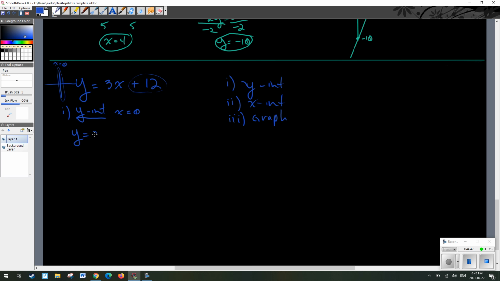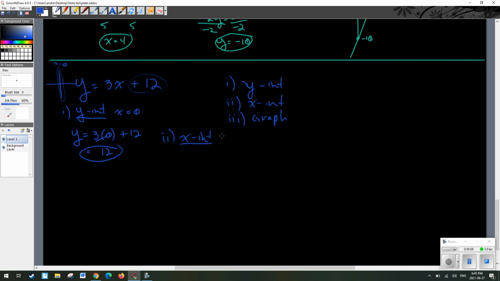So y equals 3 times 0 plus 12. 3 times 0 is 0, that goes away. So I'm just left with 12. So there it is, y equals 12. We knew that, but it's nice to see a demonstration that it still works. How about our x-intercept? We haven't done an x-intercept in this form before.